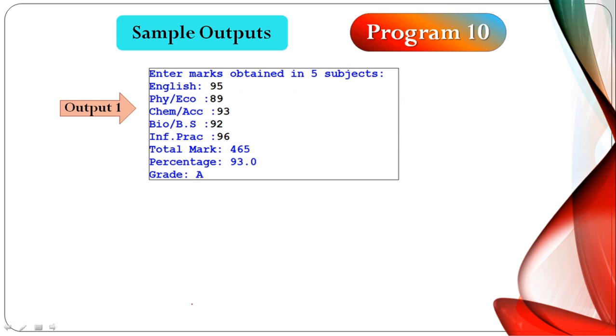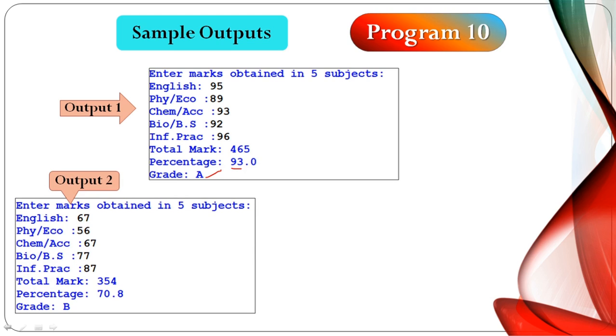Then sample outputs are given. Enter marks obtained in 5 subjects. English I am inputting as 95, physics 89, chemistry or accountancy 93, bio or BS 92, IP 96. I am inputting the marks for different subjects, and total and percentage are calculated automatically, and the grade is also calculated according to the conditions given. Since the percentage is greater than 85, the grade is calculated as A grade.